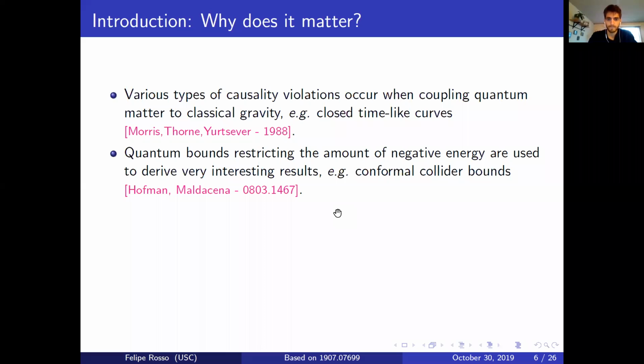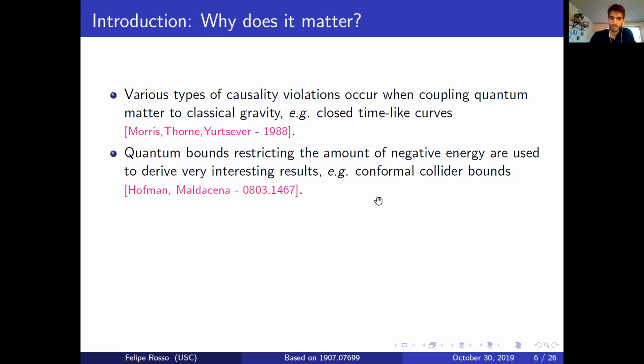And this type of inequalities, you can think of the ANEC, if you have heard about it, the average null energy condition, or the QNEC. There are certain bounds that have recently been looked into. And from these bounds, there are very interesting results one can derive. For instance, the conformal collider bounds by Hofman and Maldacena, they rely on the average null energy condition, a bound restricting the amount of negative energy.